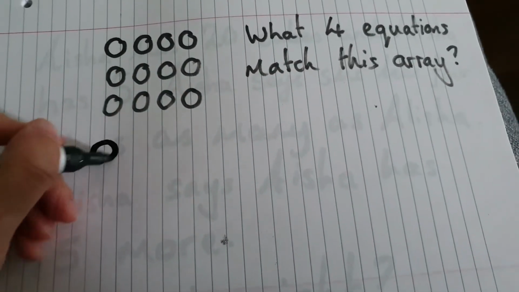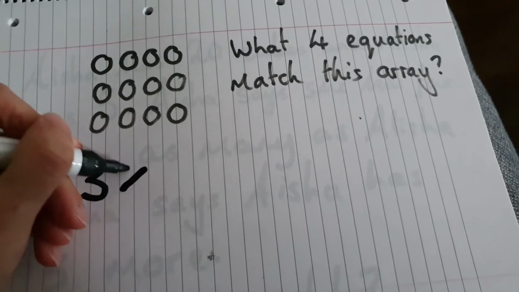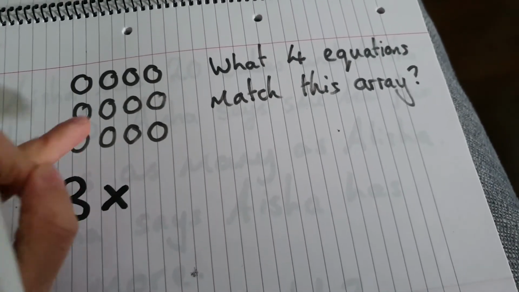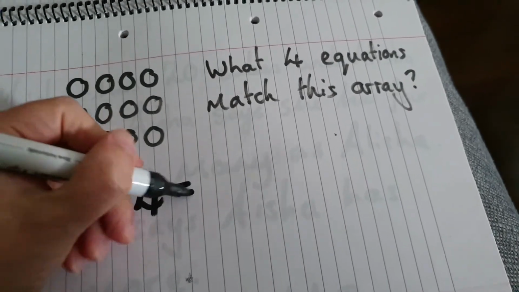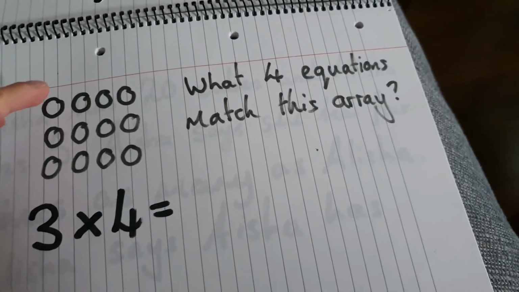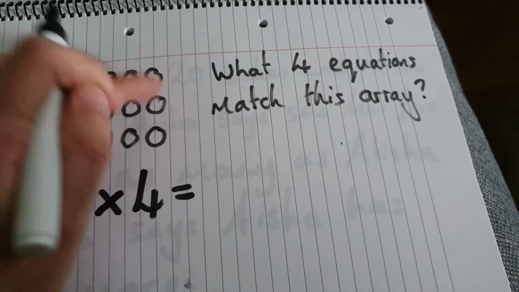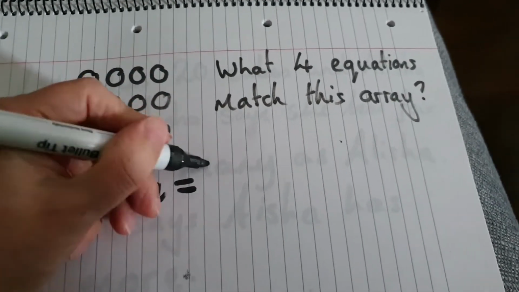So what I can do is I can write 3, repeated addition is multiplication. The number 3 repeats 4 times. So it is 3 times 4. If I don't know 3 times 4, I can just literally count the circles. 1, 2, 3, 4, 5, 6, 7, 8, 9, 10, 11, 12, and I've got my answer.